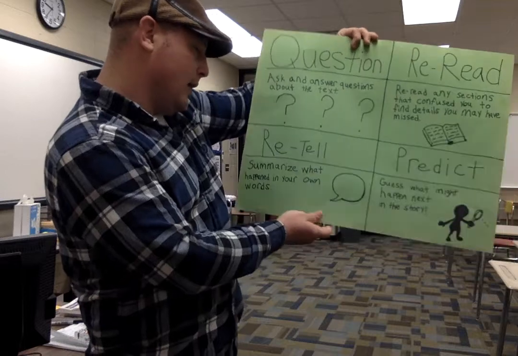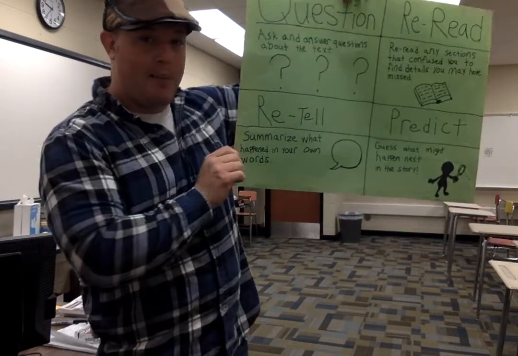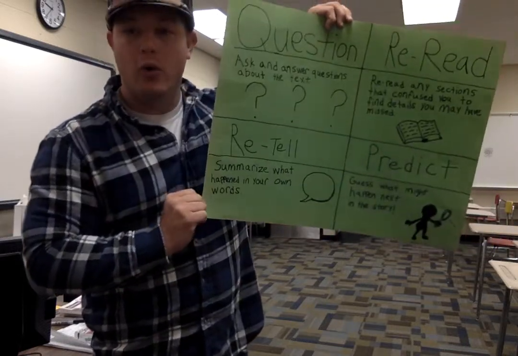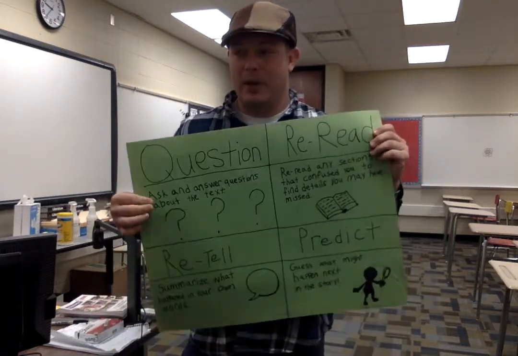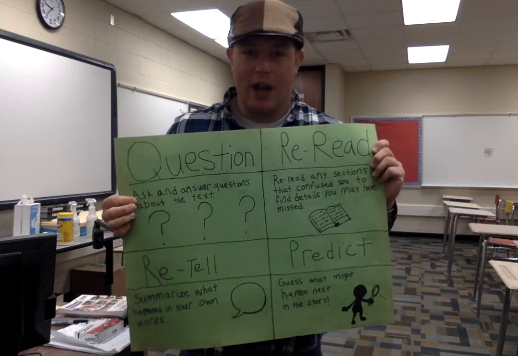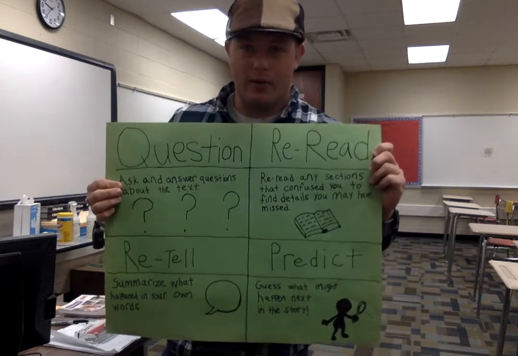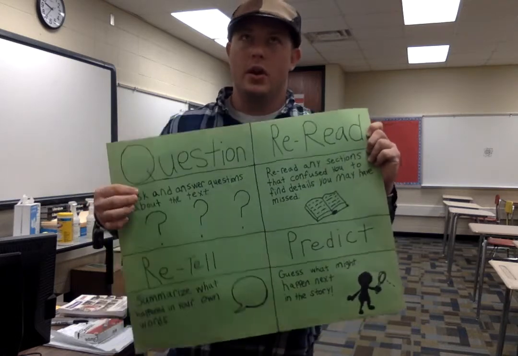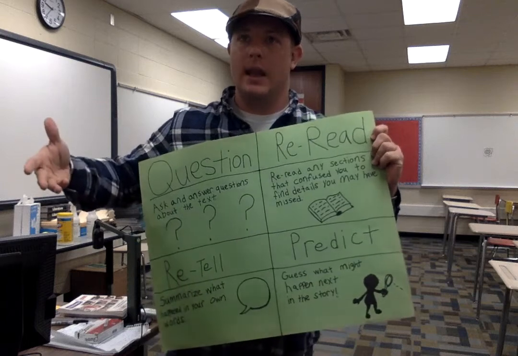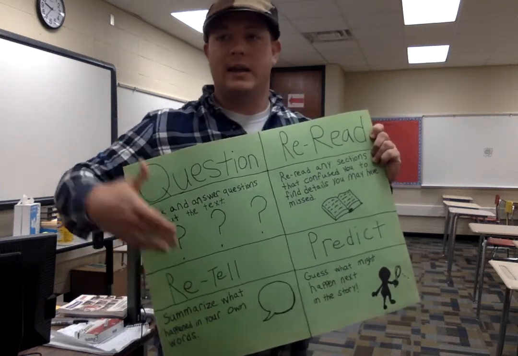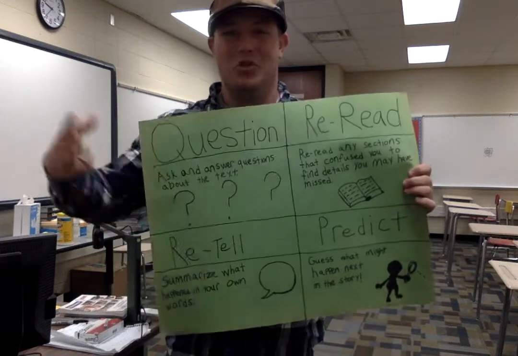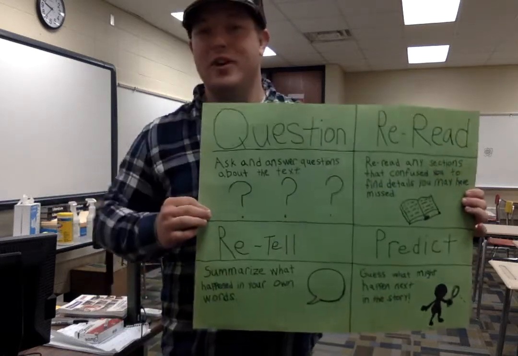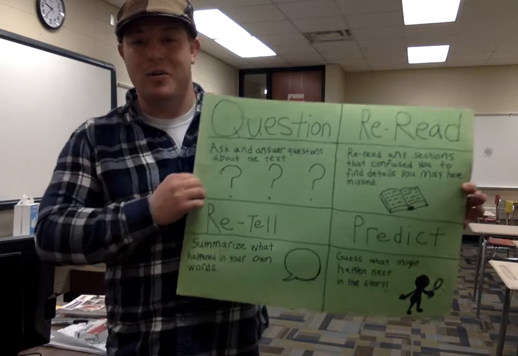Next, retell. Summarize what happened in the story in your own words. You can do this out loud. You can stop as you've just finished a chapter, a page, a paragraph or a section, and just go, okay, so the main character did this, and this character reacted in this way to that. These are general expressions. We're going to go into a very specific example in our activity here in a moment.